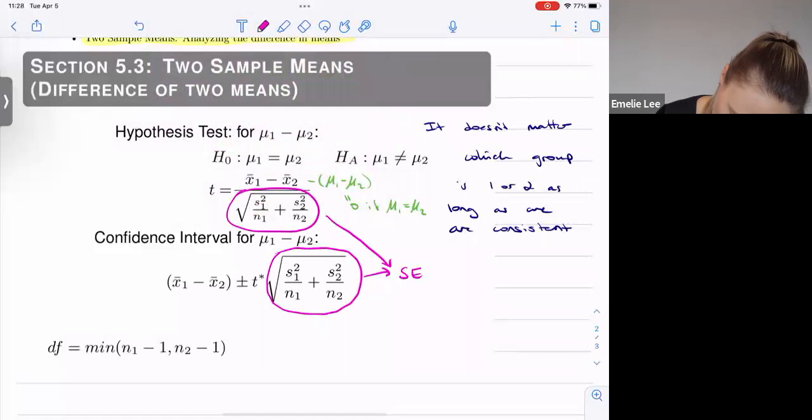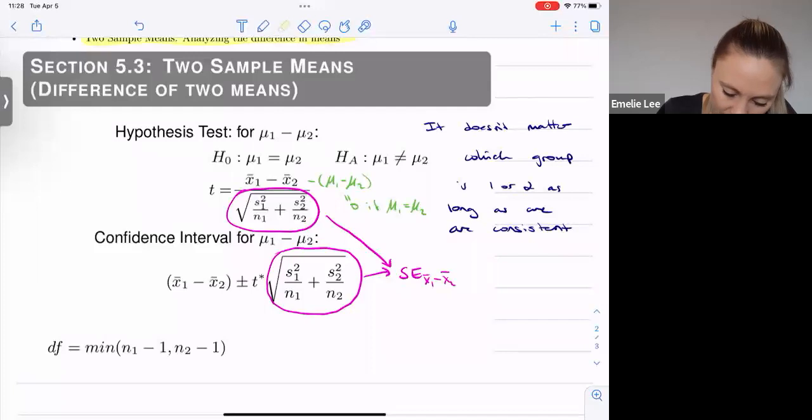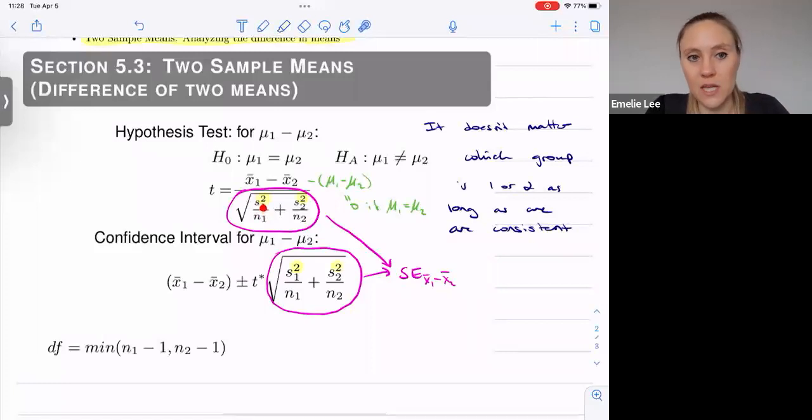So this is the standard error of x1 bar minus x2 bar, right? And I want you to notice that these are squares on the standard deviation. So you've got the standard deviation of group 1 squared, and then divide by n1, put that to the side, store it in your calculator somewhere, and then take s2, the standard deviation of group 2, square it, then divide by n2, and then add it to that previous number, and then square root, right? So kind of a longer process.